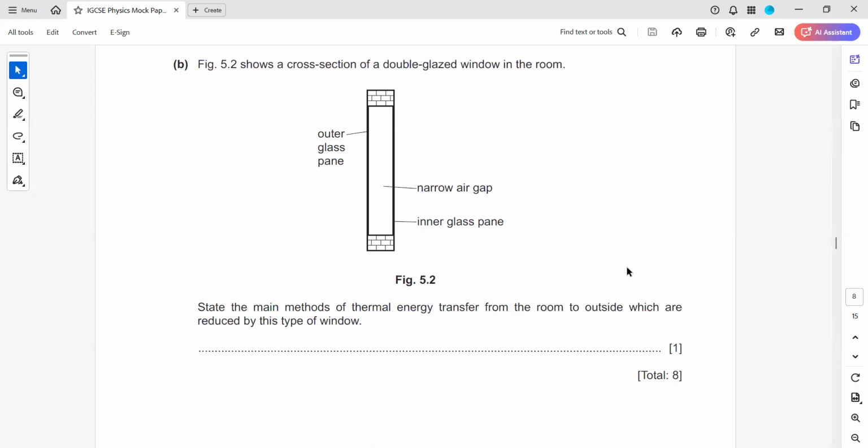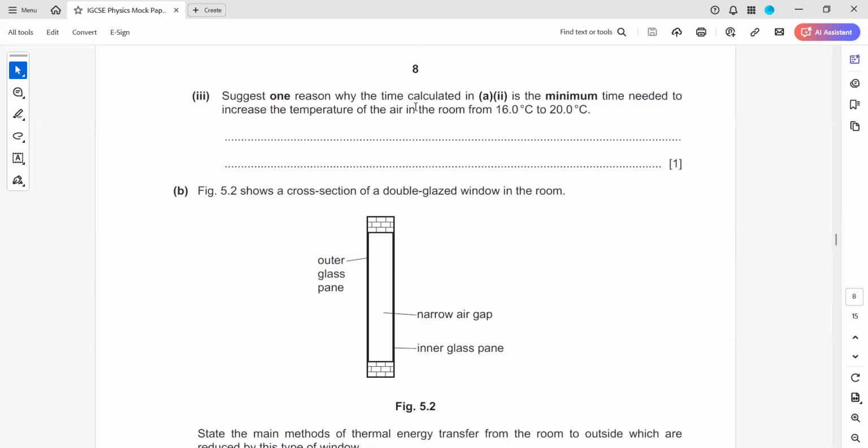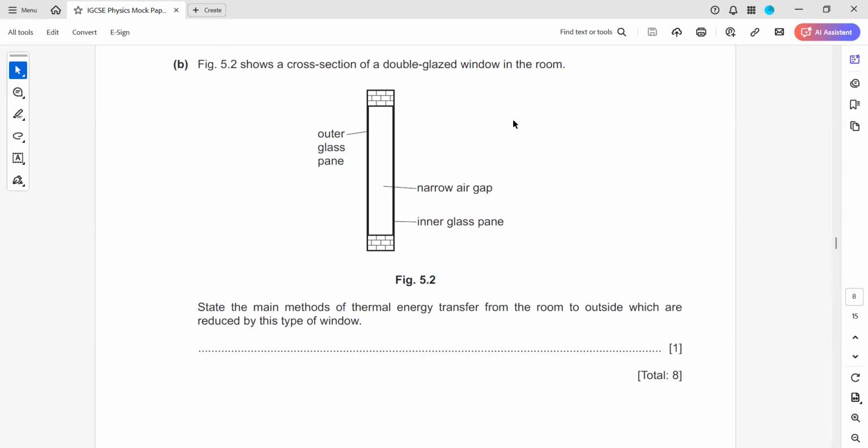Yes, you are right. But if you read the question, they say explain why we calculated that air should take this much time to heat up to 20. They are saying why this is a minimum time, why it may take longer than what we calculated. So the question was related to air rather than the heater.